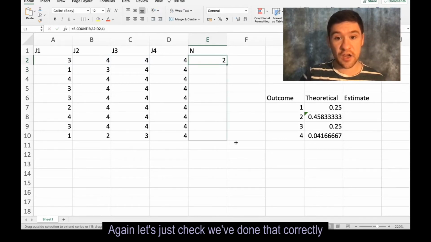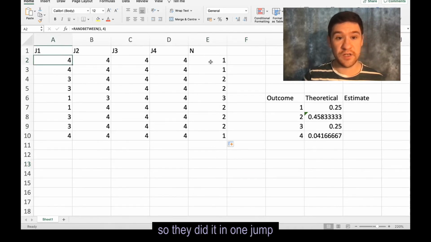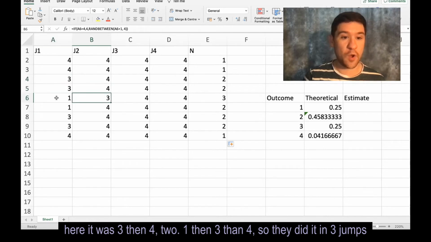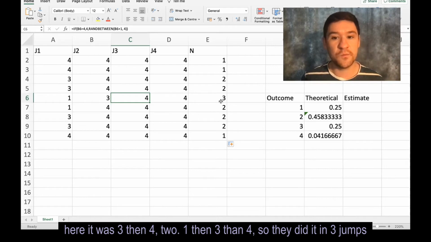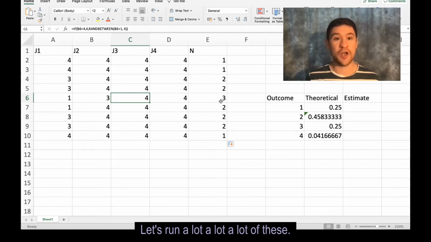Again, let's just check we've done that correctly. So in this case, they jumped straight to the shore, so they did it in 1 jump. Same here. Here they jumped to 3 and then 4, so they did it in 2 jumps. Here it was 3, then 4, 2, 1, then 3, then 4, so they did it in 3 jumps. So the logic is sound here. Let's run a lot of these.